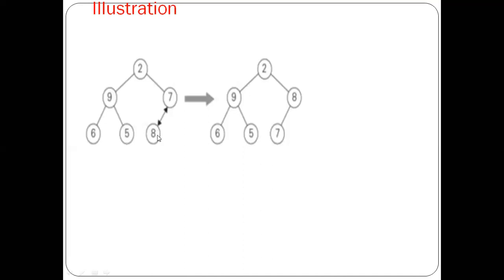So 7 and 8. 8 is a higher value, so you should exchange. So 8 will be coming as a parent. Then 9. 9 will be checked with its children. Yes, it is satisfying the parental dominance property. So no problem. The arc will be indicating which comparison will be happening. Here it was comparing with both of its children. So it is not making any problem because the children are lesser than the parent node key value.